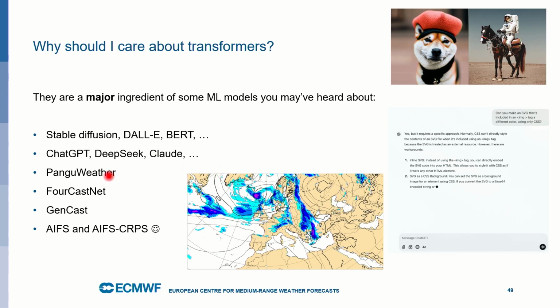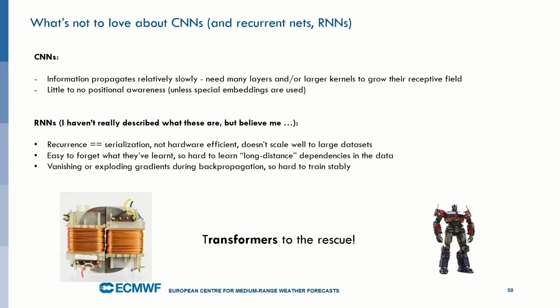You can use them to build chatbots or text generators like ChatGPT, or large language models like DeepSeek, Claude, and so on. But you can also use them to build very efficient data-driven forecast models, and I've included some of the major ones. FourCastNet is version 2 actually, so don't be upset, this is a typo. But also Pangu-Weather, AIFS, CRPS, GenCast. They all use some flavors of this. So yeah.